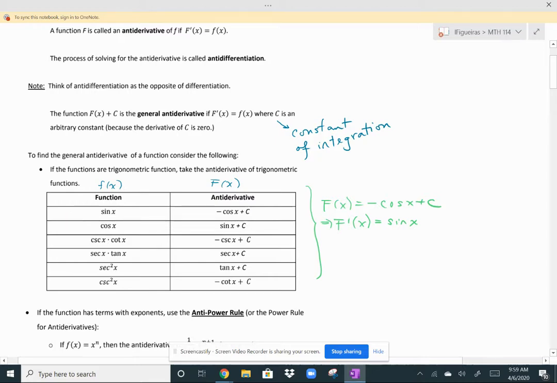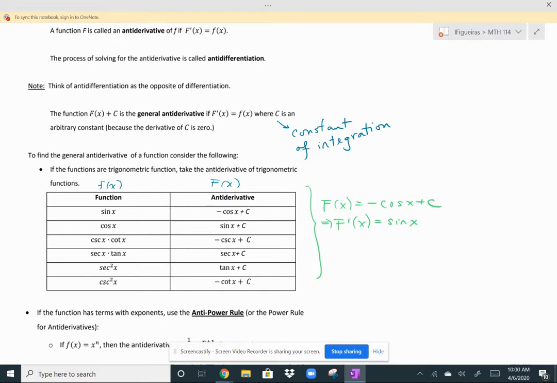So the antiderivative of cosine of x is sine of x plus c. The antiderivative of cosecant of x cotangent of x is negative cosecant of x plus c. The antiderivative of secant of x tan of x is secant of x plus c. The antiderivative of secant squared of x is tangent of x plus c. And the antiderivative of cosecant squared of x is negative cotangent of x plus c.